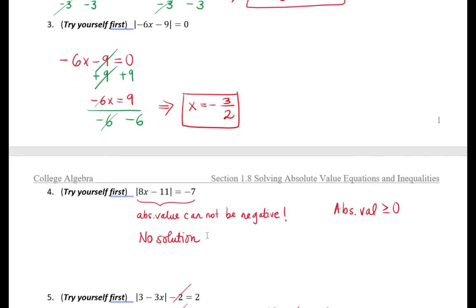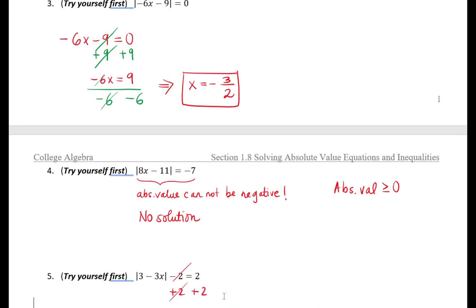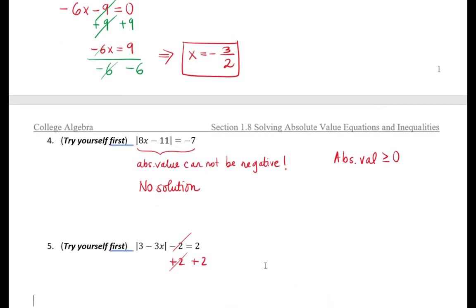And we have another problem right here that you can pause the video and try.